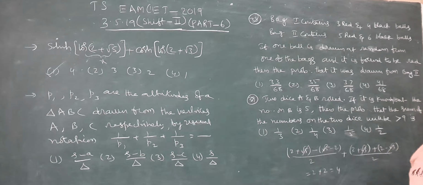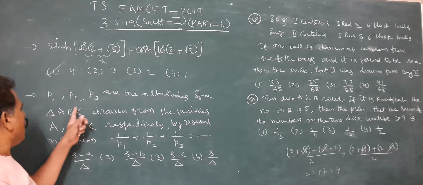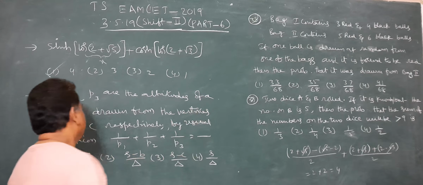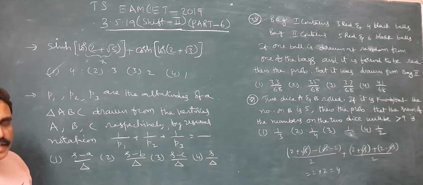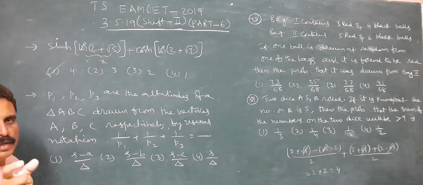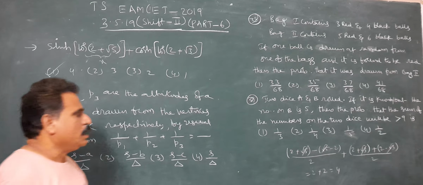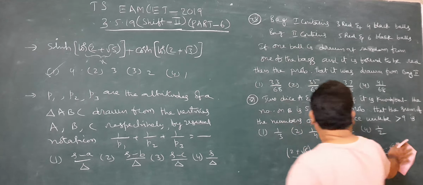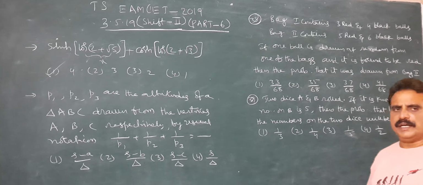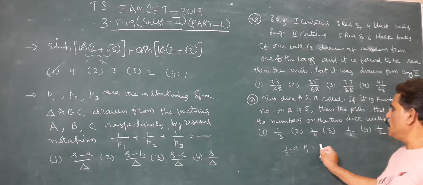Now, next question. P1, P2, P3 are the altitudes of a triangle ABC drawn from the vertices A, B, C respectively, by usual notation. That means a, b, c are sides and capital A, B, C are angles opposite to them. 1 by P1 plus 1 by P2 plus 1 by P3. Here, P1 is the altitude drawn from A to the opposite side. Half into base a into height P1 is the area of the triangle.